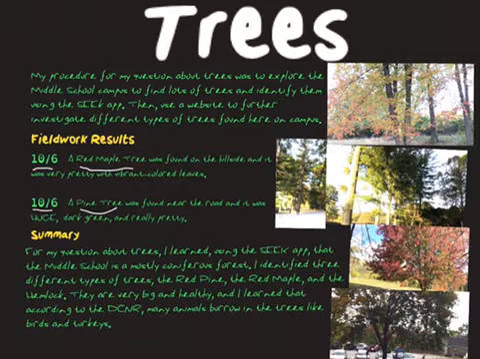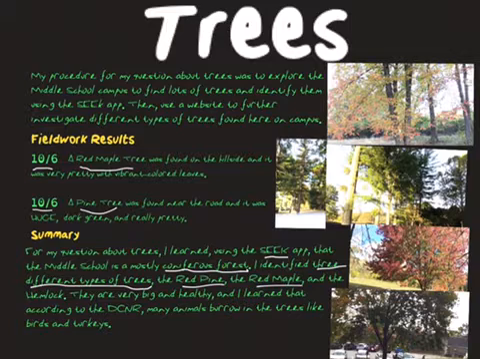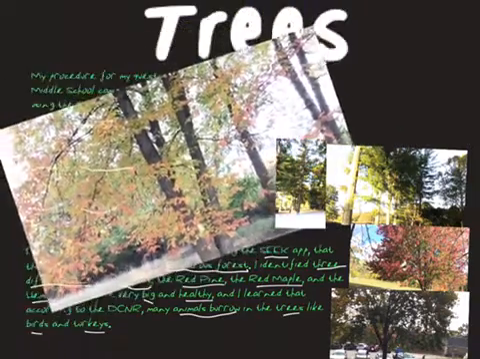Summary. For my question about trees, I learned, using the Seek app, that the middle school is a mostly coniferous forest. I identified 3 different types of trees: the red pine, the red maple, and the hemlock. They are very big and healthy, and I learned that according to the DCNR, many animals burrow in the trees like birds and turkeys.